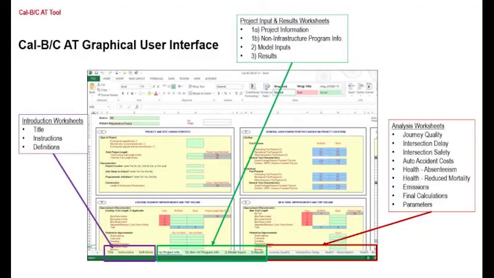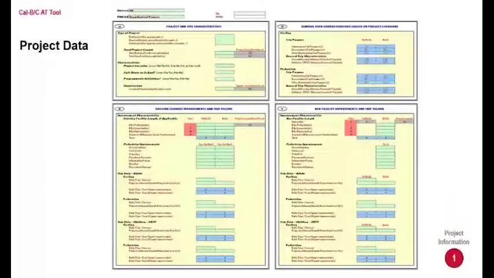So the CalBC model that I showed you before has active transportation parameters in there. It doesn't use them because it doesn't calculate benefits for active transportation projects, but they're in there because it's the same parameters page across every model. If you have an active transportation project, you want to use this model. So this is what the input page looks like.